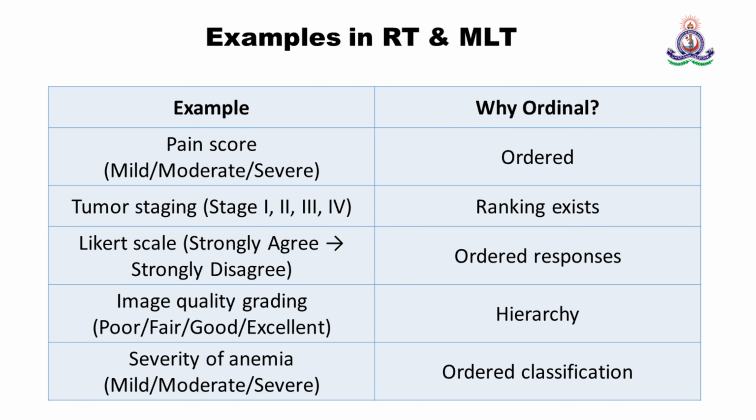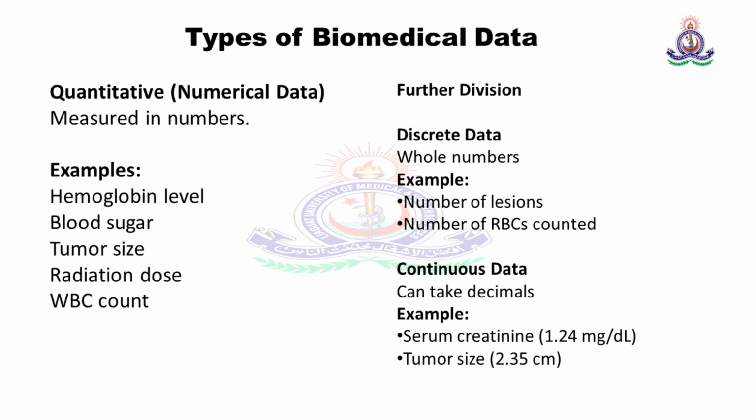Now let's move to the second big family, numbers. Quantitative data is numbers. Hemoglobin level, blood sugar, tumor size in centimeters, radiation dose in mGy, but we split it again.